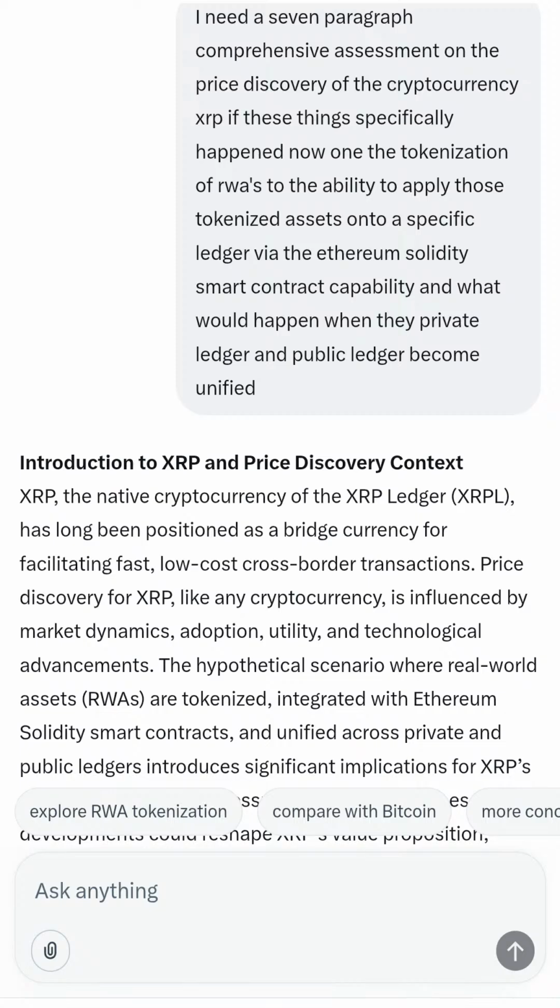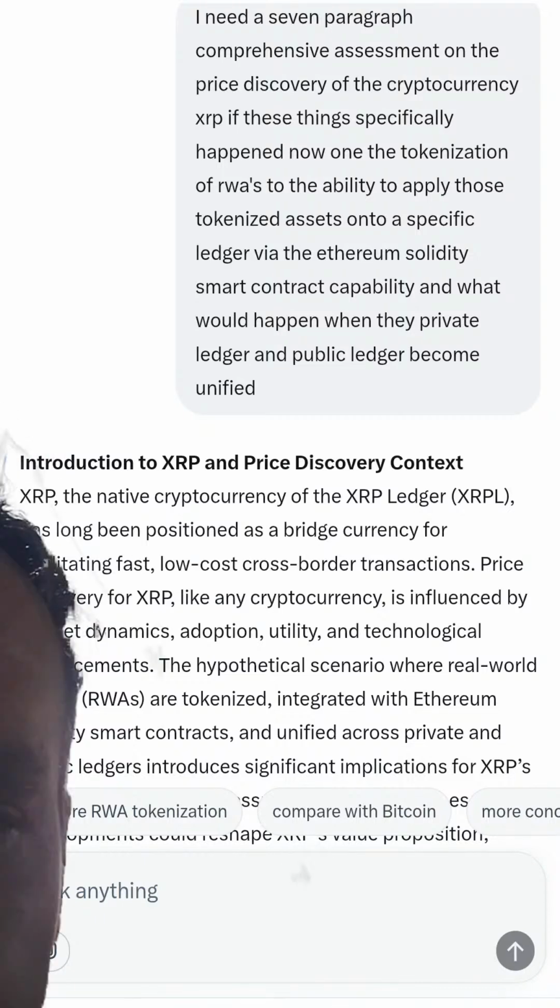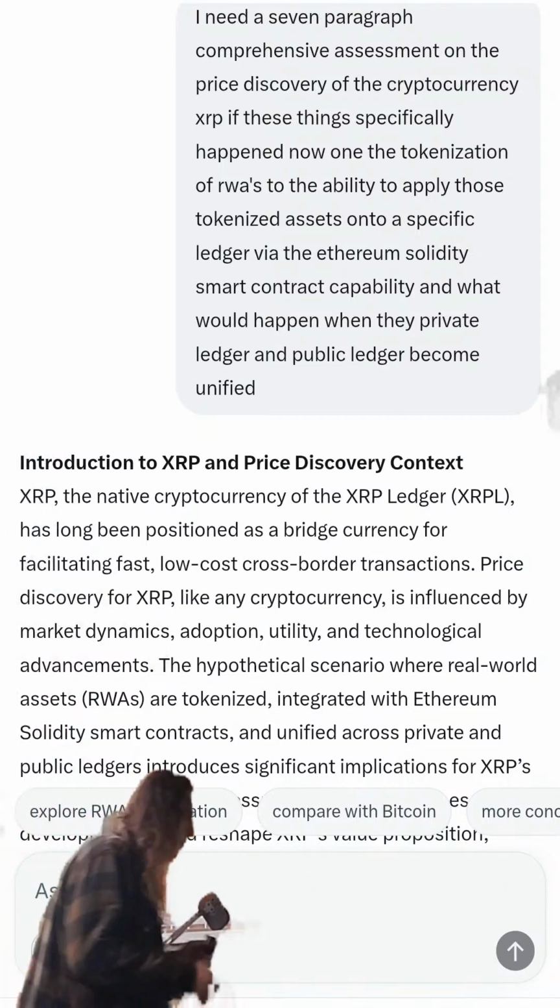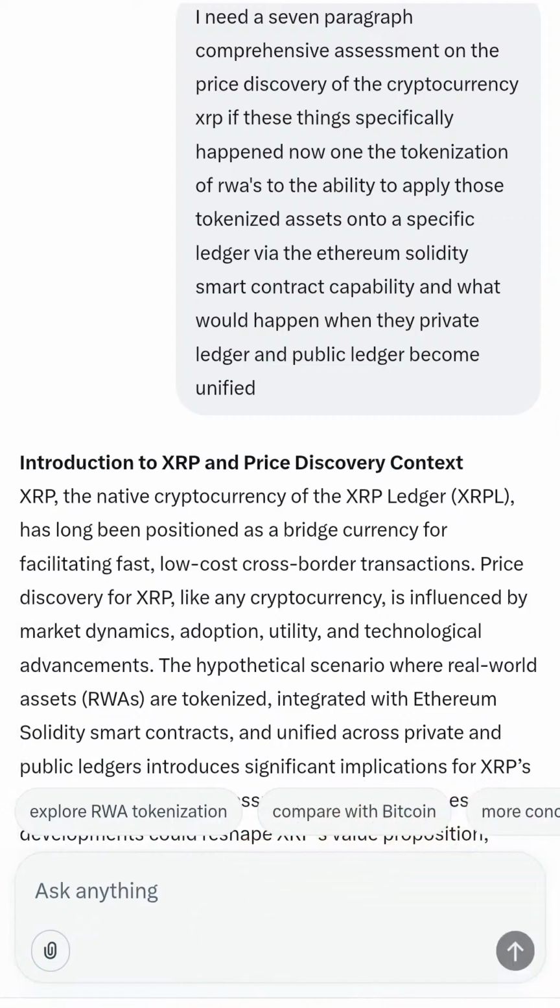Introduction of XRPL's price discovery context. XRP, the native cryptocurrency of the XRP Ledger, XRPL, has long been positioned as a bridge currency for facilitating fast, low-cost cross-border payment transactions. Price discovery for XRP, like any cryptocurrency, is influenced by market dynamics, adoption, utility, and technological advancements. The hypothetical scenario where real-world assets, or RWAs, are tokenized, integrated with Ethereum Solidity smart contracts, and unified across a private and public ledger introduces significant implications for XRP. Really?